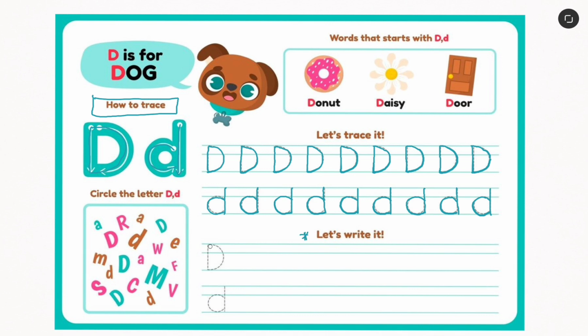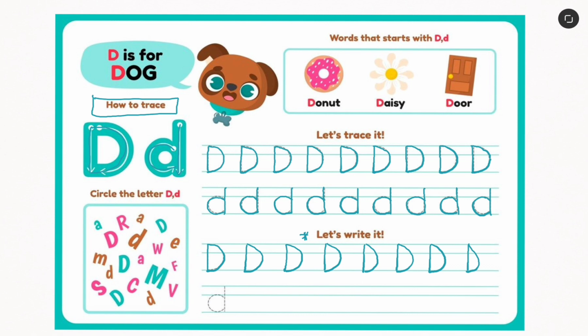So let's go. For capital D, we go top to bottom and then semicircle, top to bottom, semicircle, top to bottom, semicircle. Then we continue like that. Okay, very good. Keep going. Get a piece of paper and practice with me.